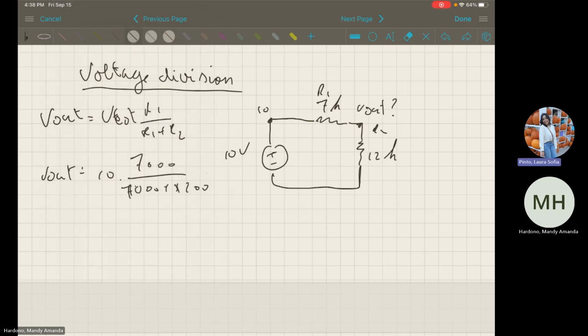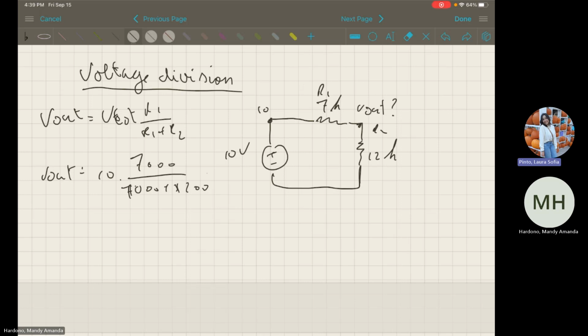Are there any questions? So if you have 3 resistors, just add the third one, right? To the bottom one. I'm pretty sure that you can only use voltage division for 2 resistors. No, I think it's just as long as they're in series. Yeah, as long as they're in series as well. So only 2? Or can I do more than 2? I think only 2.